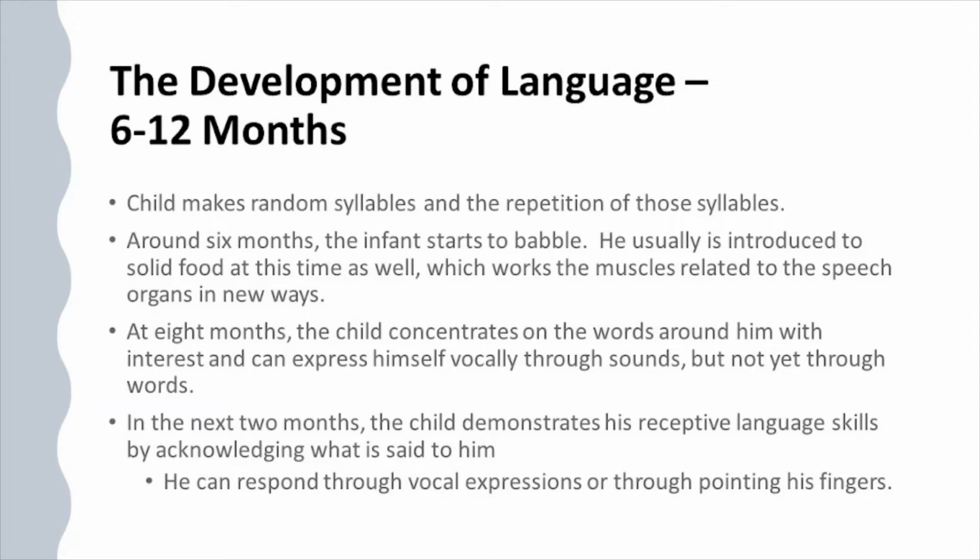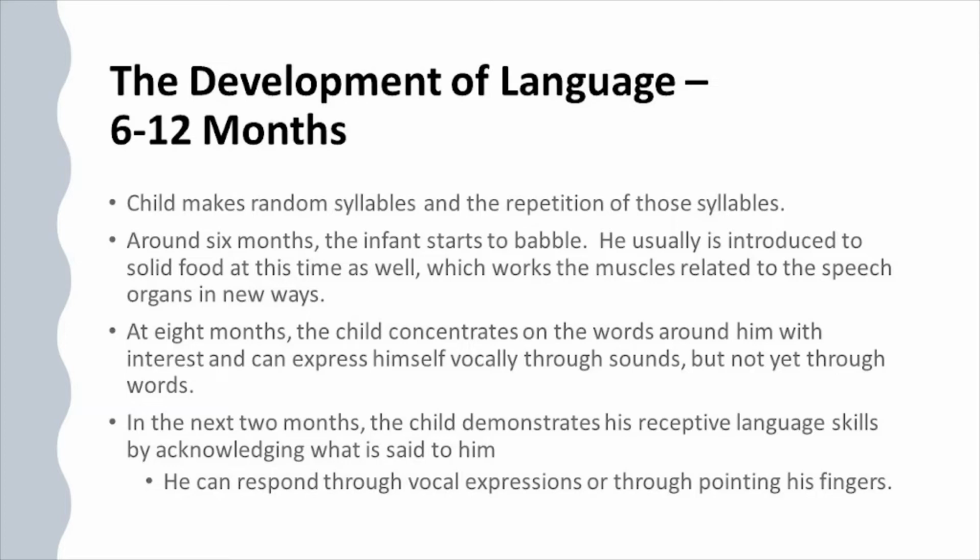And then we get into the 6 to 12-month-old, and the child starts making these random syllables and repeats those syllables, right? They're the babbling and the cooing. Around 6 months, the infant starts to babble. He usually is introduced to solid food at this time as well, which works the muscles related to the speech organs in new ways. So I don't know if you've thought about language development in terms of when the child starts eating solid foods, but there seems to be a correspondence here between those babbling sounds and those first bites of solid food. And all of that is working the speech organs and developing those muscles. So all of that works together.